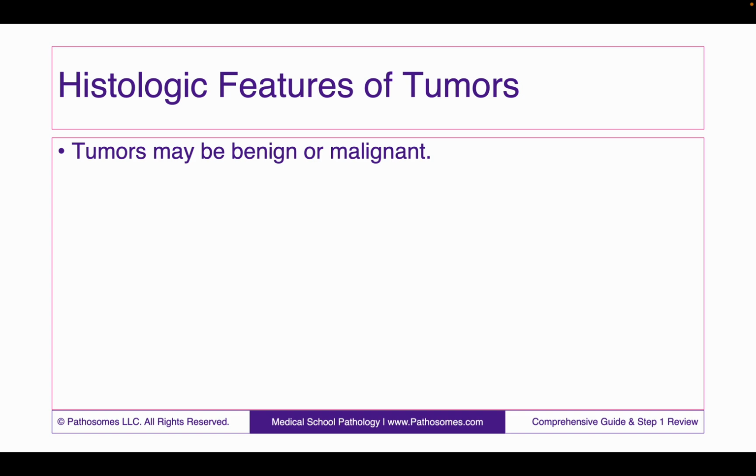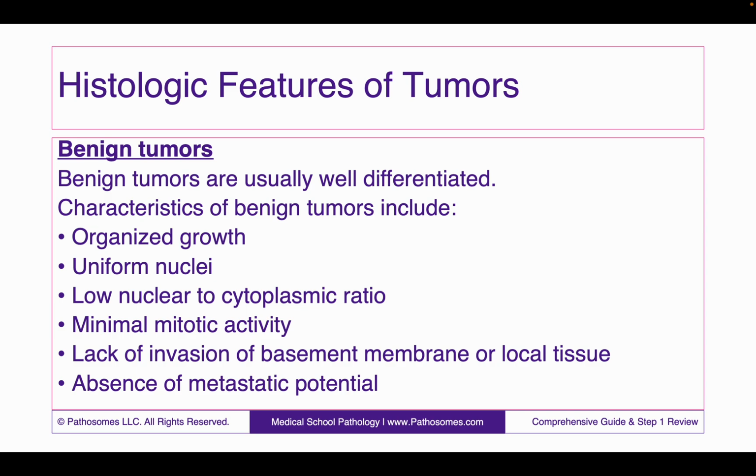Let's talk about some general tumors. Tumors may be benign or malignant. Benign tumors are usually well differentiated. Characteristics of benign tumors include organized growth, uniform nuclei, a low NC ratio, a low nuclear to cytoplasmic ratio, minimal mitotic activity, lack of invasion of basement membrane or local tissue, and absence of metastatic potential. Those are characteristics of benign tumors in general.